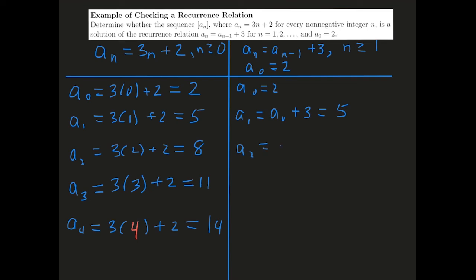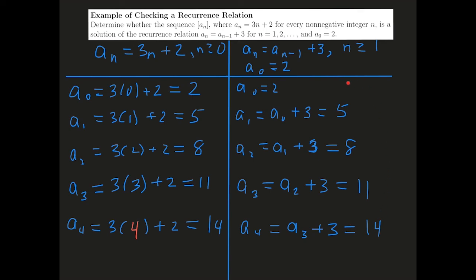a_2 is equal to a_1 plus 3. But that's 5 plus 3, because a_1 is 5. So 5 plus 3 gives us 8. a_3 is a_2 plus 3. 8 plus 3 is 11. And a_4 is a_3 plus 3. 11 plus 3 gives us 14.